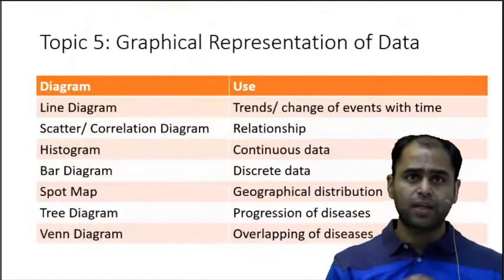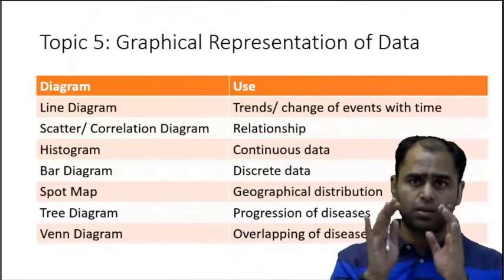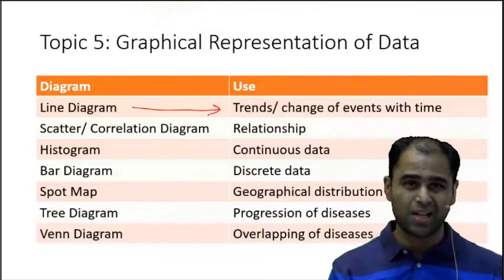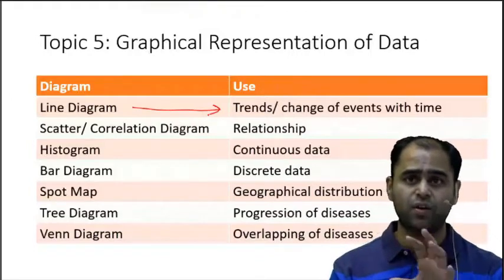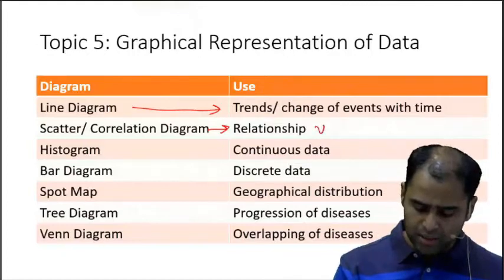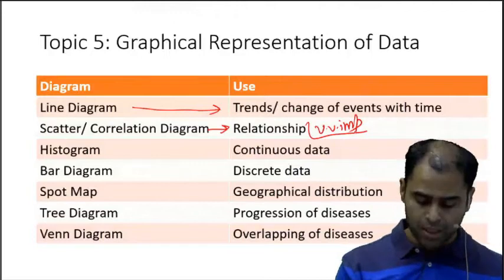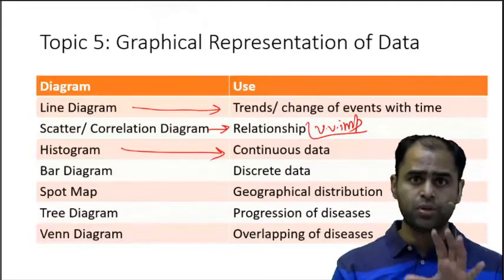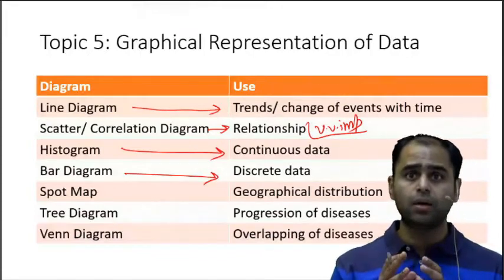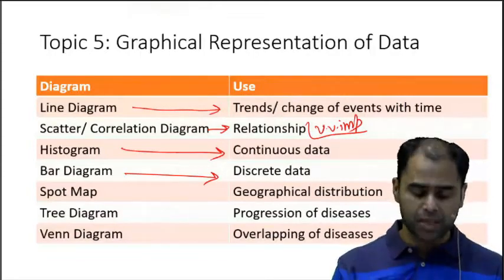Topic 5, the graphical representation of data. These words are very specific. Line diagram tells you the trends or change of event with time. Scatter diagram or correlation, very important. It will tell you about relationships. Histogram, we have continuous data, no gaps. Bar diagram, there is discrete data, gaps are present.